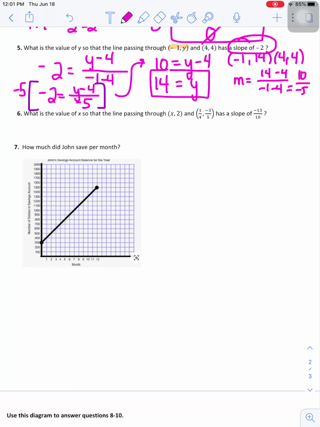All right, number 6. In this case, they ask us for the value of x so that the line passing through (x, 2) and (1/4, -3/5) has a slope of -13/10. It's going to be done the same exact way. So our slope is negative 13 tenths. We're going to start off with subtracting our y's. So that's going to be 2 minus a negative 3/5. So it's going to be plus 3/5. And then in the denominator, we have x minus 1/4.